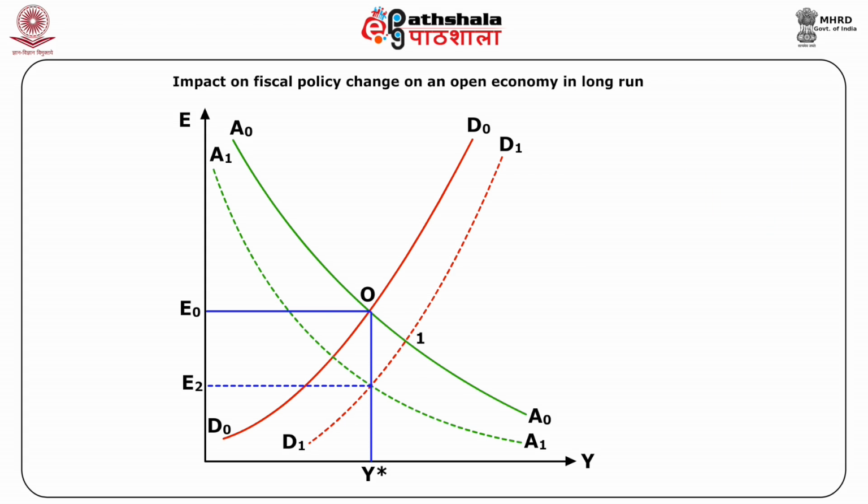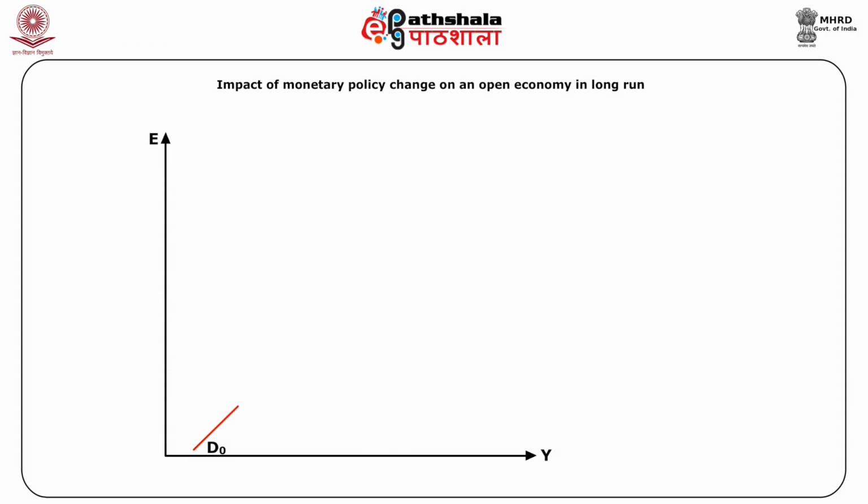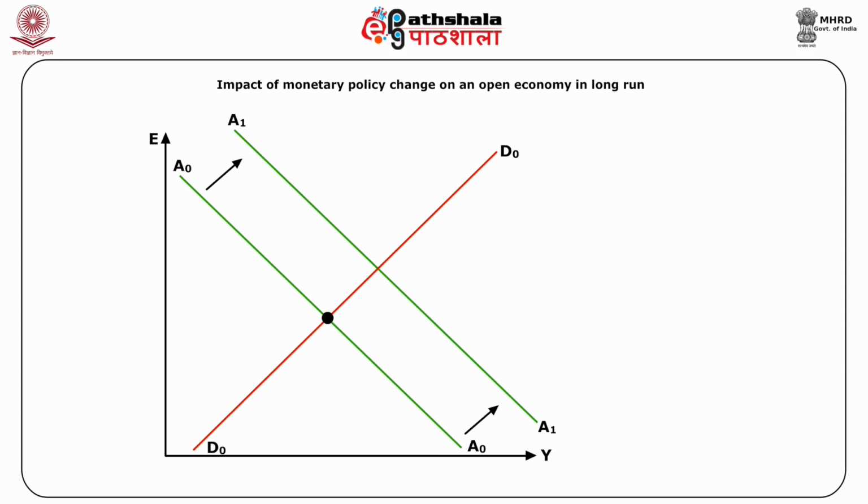Note that the new equilibrium is attained at point 2, which is below the XX line, indicating a trade deficit. This happens due to the appreciation of the exchange rates. Finally, we study the impact of monetary policy change on an open economy in the long run. Consider an increase in money supply in the long run. The figure shows the dynamics. An increase in money supply shifts the AA curve to the right from A0 to A1.